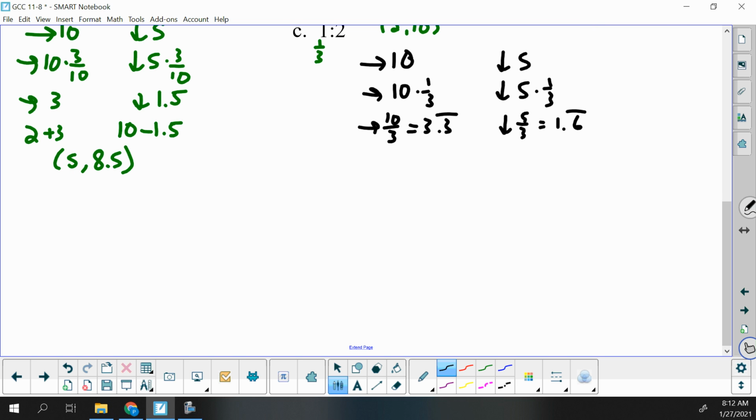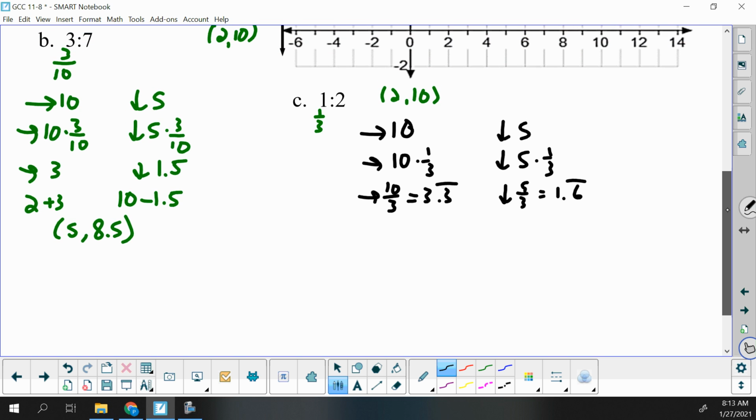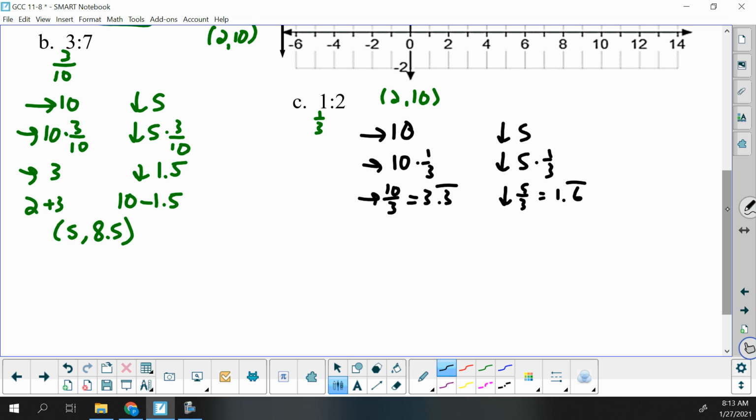So we had started from 2, so we've got to add on the 3.3 repeating. That's going to give us 5.3 repeating. Well, a couple common decimals to know. If you have 0.3 repeating, that's really 1/3. If you have 0.6 repeating, that's really 2/3. So this means we're really going to have 5 and 1/3 for our x value.